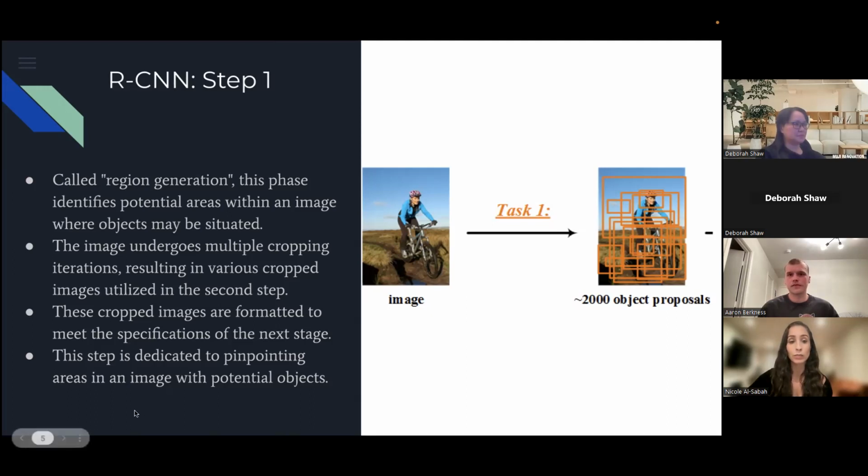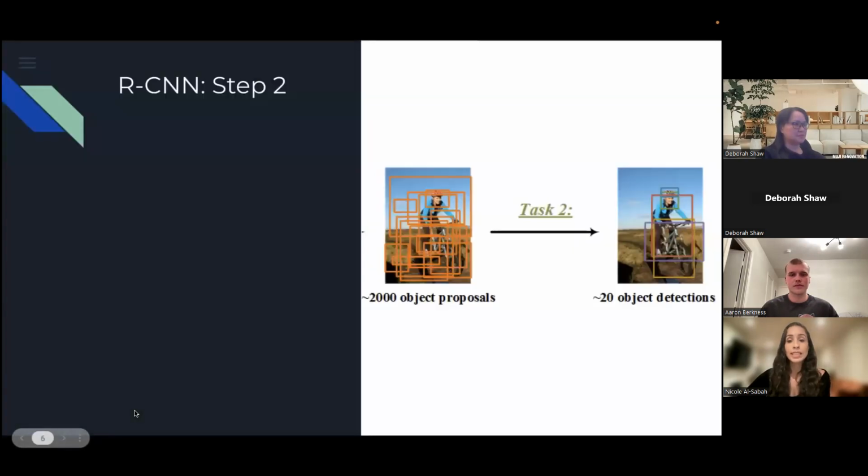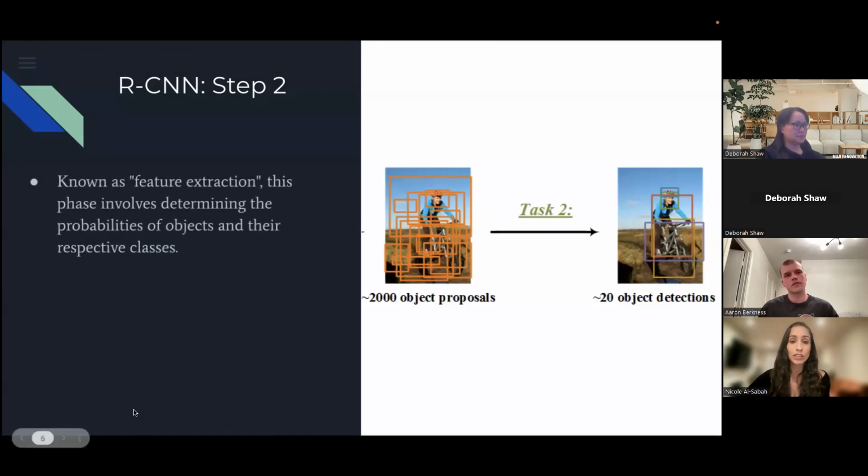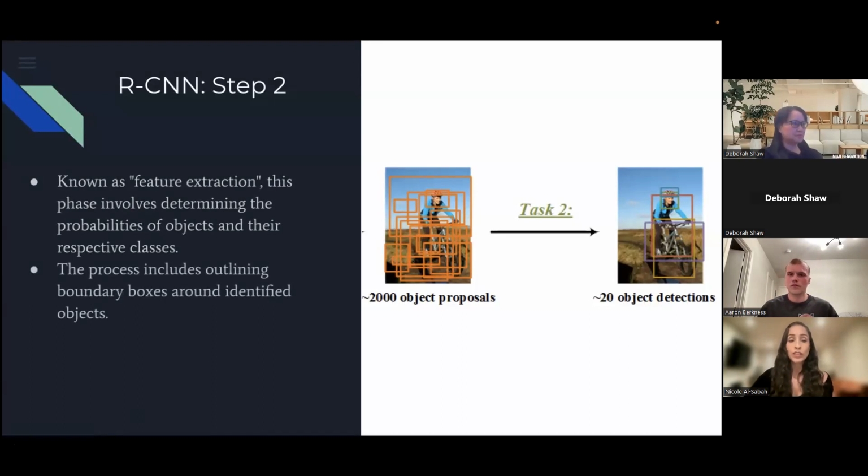For the second stage of RCNN, you can see we're at that approximation of 2,000 object proposals, and you can see it vastly downgrades to a 20 object detection. So how it does this is called feature extraction. The phase involves determining the probabilities of the objects that are in the image and their classifications. So with feature extraction, the process will outline what are called boundary boxes around the identified objects of what it thinks it is by these high probabilities.